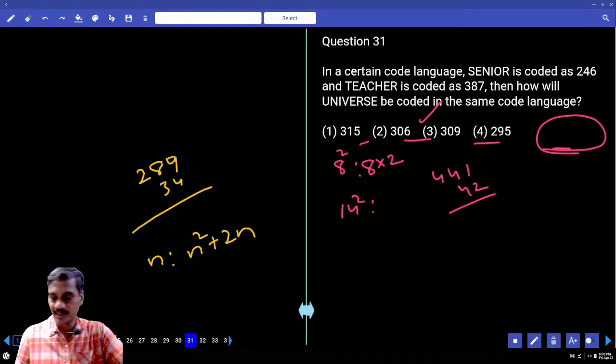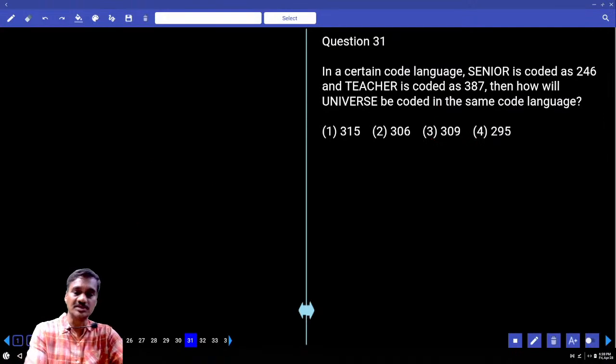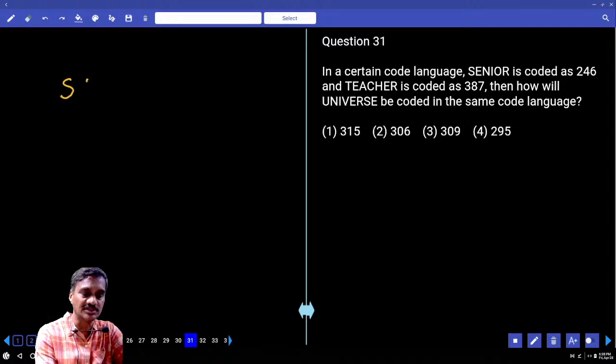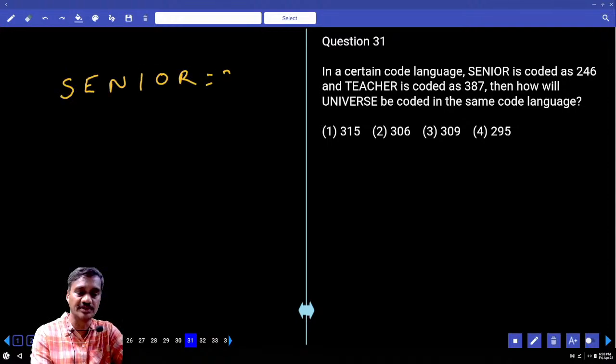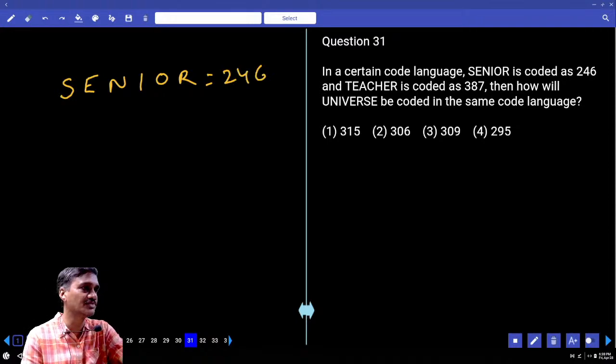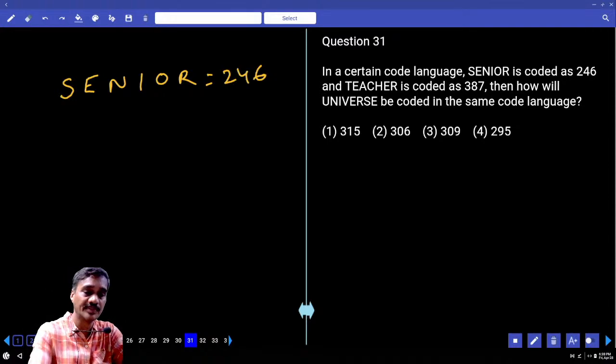Question number 30. Then 31st. Now in this question number 31st, in a certain code language, the word SENIOR is given the code 246. How does it come to 246? What is the value of S? Opposite value of S is 8. E is 22, opposite letter. N is 13. I is 18. O is 12. R is 9.